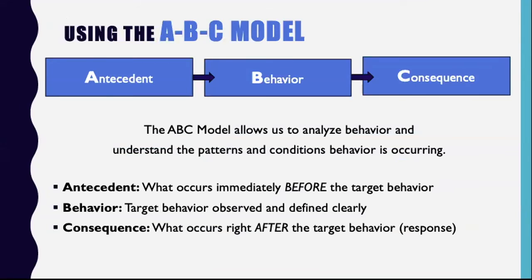We use an ABC model to help us analyze behavior and understand maybe why it's occurring, look at some patterns and the conditions the behavior is occurring. Antecedent just means what occurs immediately before the target behavior. The behavior, again, is the target that you're observing, that's observable and defined clearly. The consequence is what occurs right after the target behavior. We also call that the response.